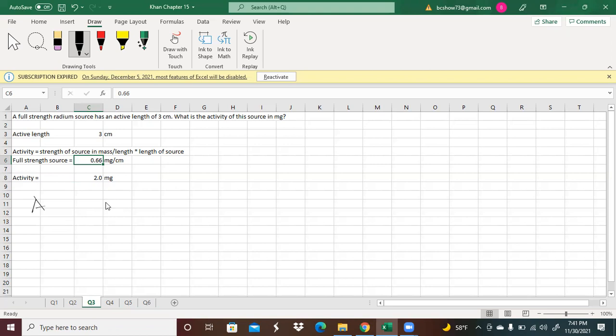So the activity becomes 0.66 milligrams per centimeter, and you multiply that by the length. Eventually the centimeters cancel, 0.66 times 3, and you end up with 2 milligrams because that's the only unit that remains.